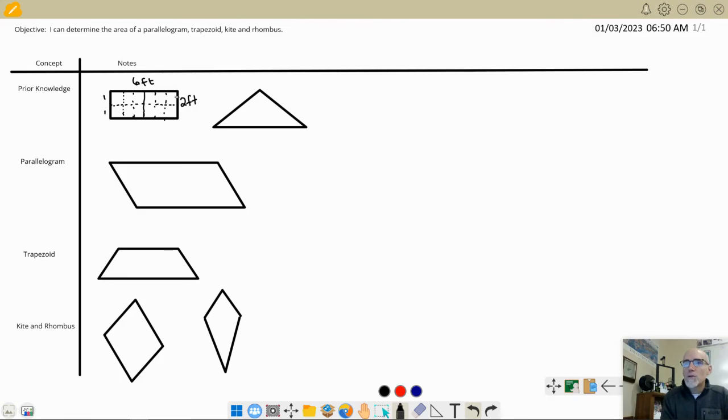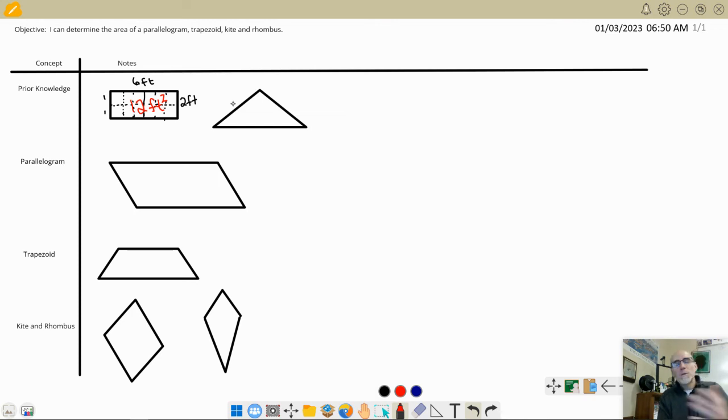So how many squares do we have in here? Well, we got 1, 2, 3, 4, 5, 6, 7, 8, 9, 10, 11, 12. We have 12 square feet. Now, I'm not trying to insult your intelligence, but that's why the units come out to be square feet or square inches or square centimeters. Whatever the units are, when you're talking area, you have square feet because that's how many squares fit into that shape.